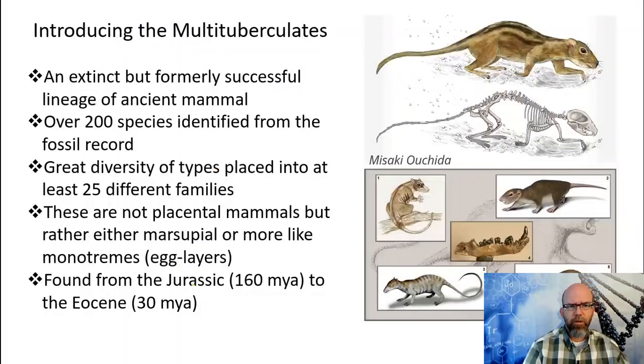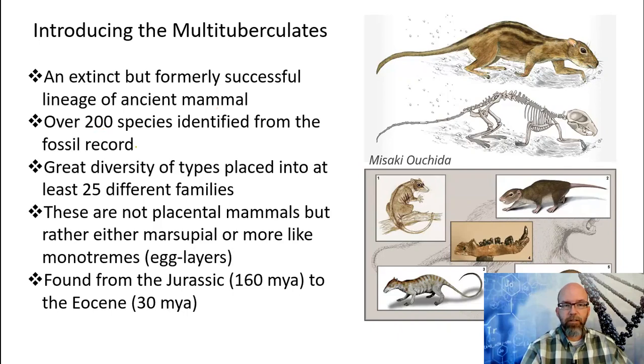Multituberculates. You're like, have I ever heard of a multituberculate? Chances are you haven't, unless you're really into mammalian paleontology. Multituberculates don't exist anymore. They're all extinct, but they were formerly a very successful lineage of ancient mammal. There's over 200 identified species, and it's thought that there's probably a lot more than that. They're difficult to identify. They're small mammals, usually known mostly from teeth and jawbones. But there are a few notable, very good skeletons of them that give us a good idea of their overall anatomy. There's a huge diversity of them, and they're placed into 25 different families.